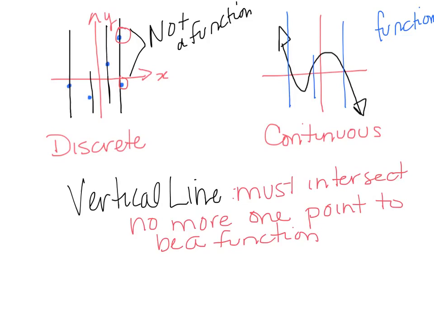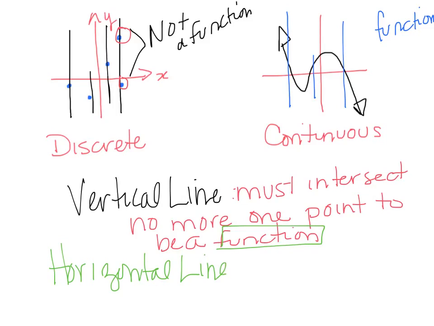However, I'm going to grab a new color. Let's do what we call a horizontal line test. In order to be one-to-one, the function must pass a horizontal line test. So let's look at this one. Here I'm only crossing one place, but here I'm crossing in more than one place. Therefore, it fails the horizontal line test, and it is not a one-to-one function.